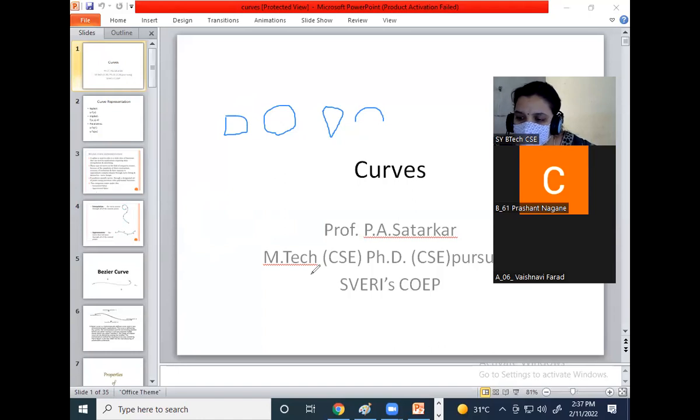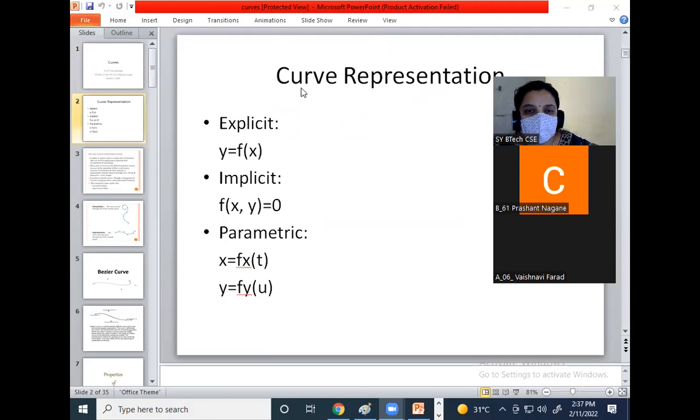These curves are of three types: explicit curve, implicit curve, and parametric curve. So a curve can be represented in three ways. First is explicit. What do you understand by explicit curve? It follows a mathematical expression like y equal to f of x. Whenever an expression follows this mathematical form, it is called an explicit curve.